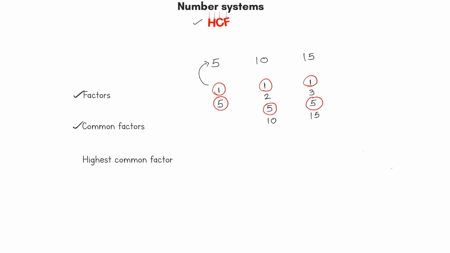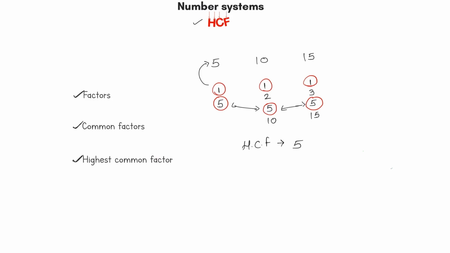But what is the question asking me? Highest common factor. So which of these is the highest? Obviously it is 5 here. That is highest in all 3. So 5 is my HCF here, the highest common factor. If you see here, in LCM we get the least common multiple, and in this case we get the highest common factor.